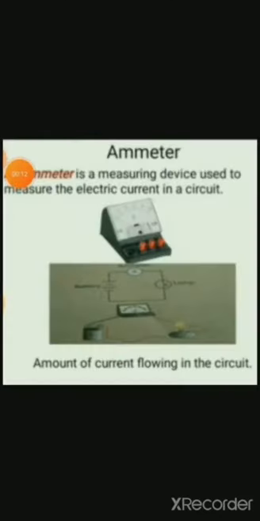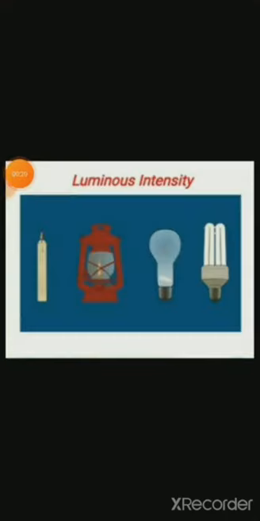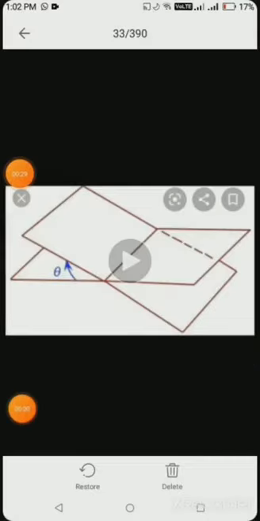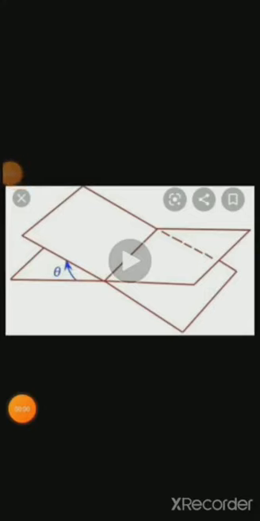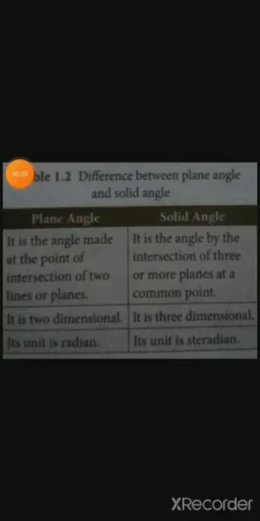Next one, ammeter. Then amount of substance. Next one, luminous intensity, then photometer. Next one, plane angle, then solid angle. Last one, difference.